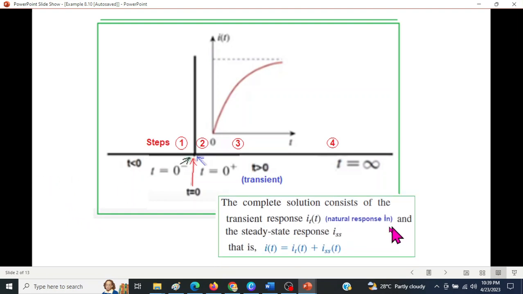Now in the case of a second degree equation, the complete solution consists of the transient response, which is also called the natural response, and the steady state response, which is the response at t infinity. So the total current can be written as I(t) equals I transient(t), also called I natural(t), plus I steady state(t).